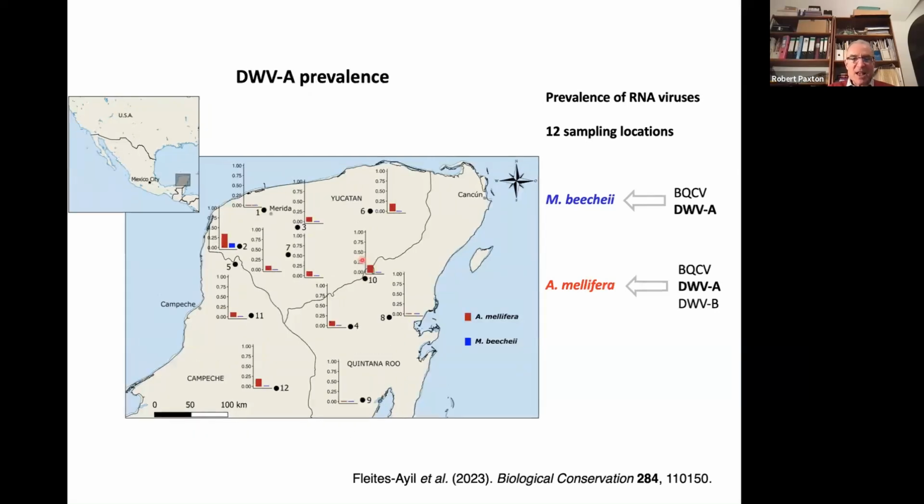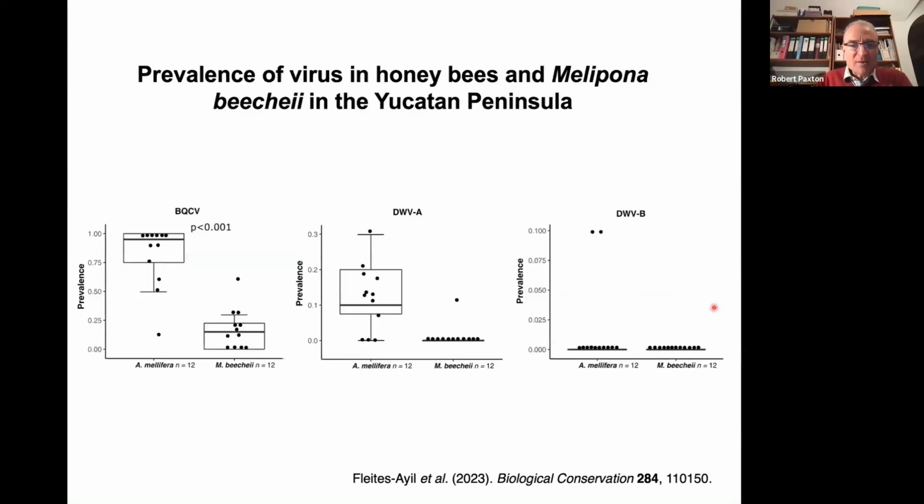Deformed wing virus A is of lower prevalence, but also occasionally found in Melipona beechii. And deformed wing virus B is hardly found at all in honeybees, surprisingly for me. And we haven't yet found it in Melipona. So those are the prevalences.